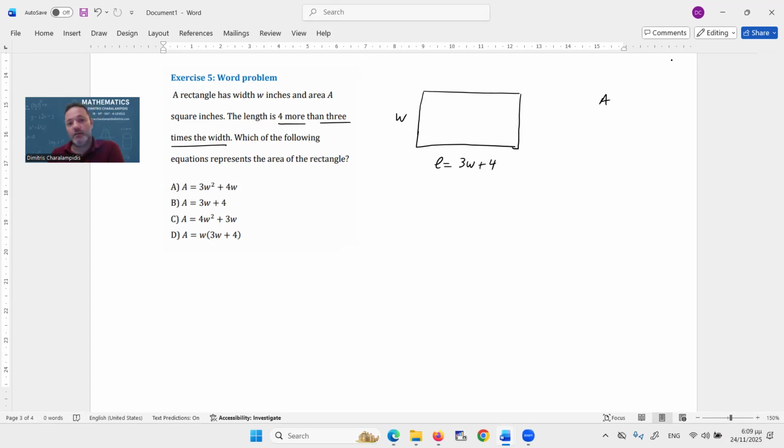And which of the following equations represents the area? We know that the area is given by the product between length and width. So it's going to be (3W plus 4) multiplied by W. And if I distribute, it's going to be 3W squared plus 4W, which obviously makes A the right answer for this question.